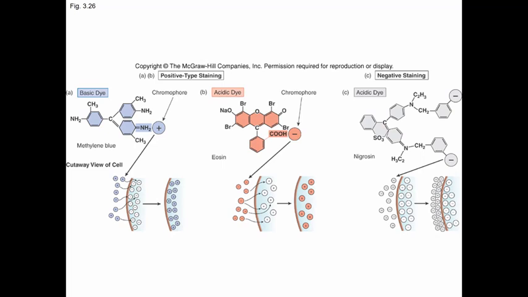We talked positive charge and negative charge. Now we're also hitting up positive staining, which means we stain the cell, and negative staining, which means we stain the background.